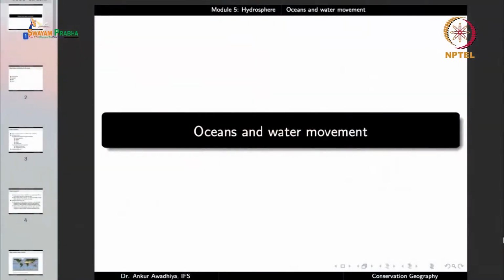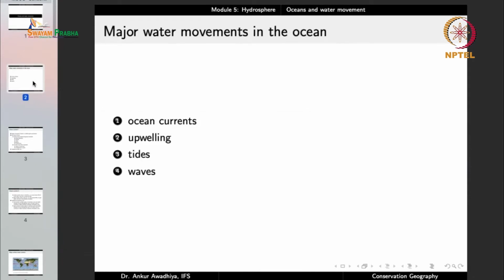Namaste. We move forward with our discussion on the hydrosphere, and in this lecture we shall explore oceans and water movement. Now, oceans form the largest portion of the hydrosphere, and so the major water movements in the ocean become very important. The major water movements that happen in the ocean are the ocean currents, upwelling, tides, and waves. And we shall have a look at all these four types of movements in this lecture.